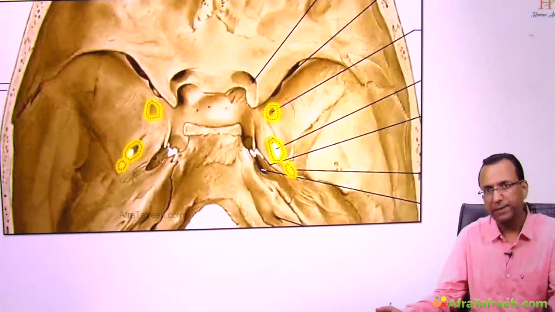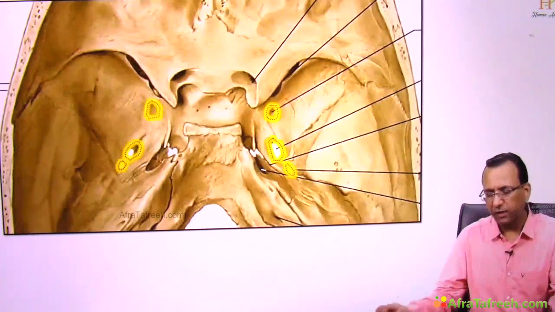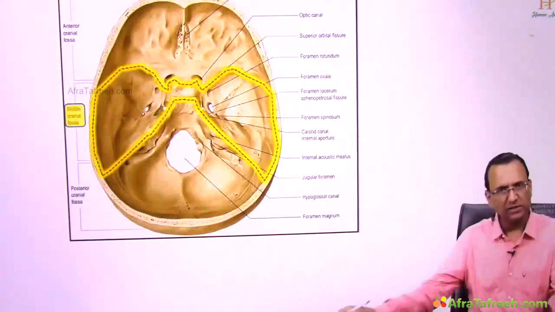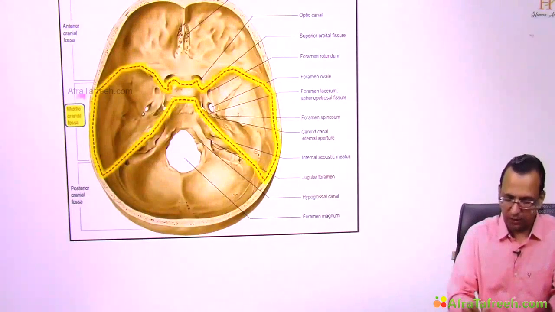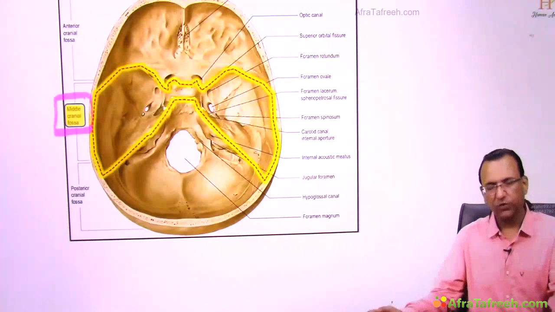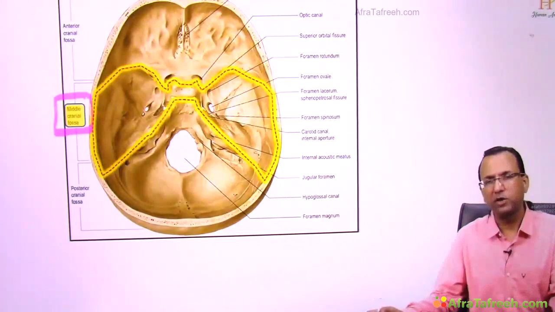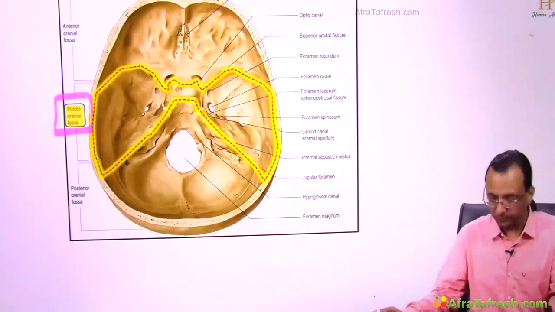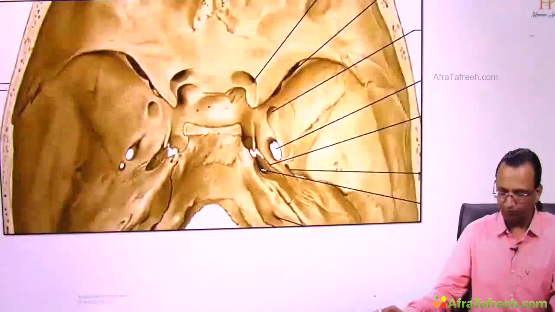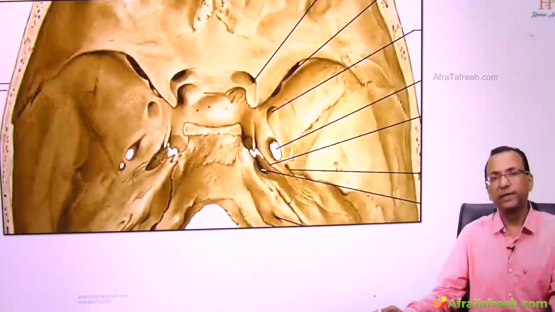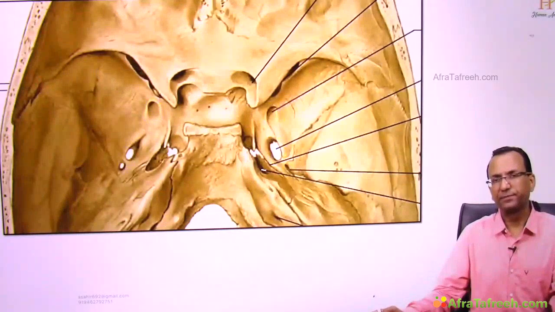But tell me, if it is the greater wing, then you are not in the anterior cranial fossa. You are at the floor of the middle cranial fossa. Yeah, okay, fine. I'm at the floor of the middle cranial fossa. But tell me the openings in the greater wing of sphenoid. Okay, I'll tell you. There are three openings. What are the three openings?